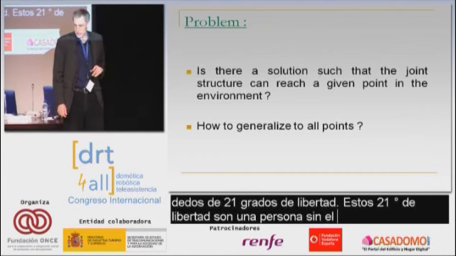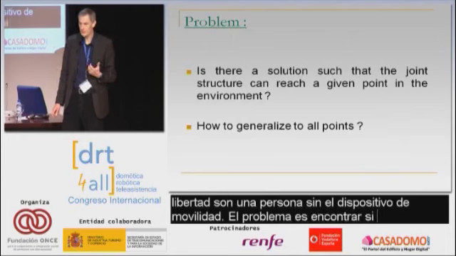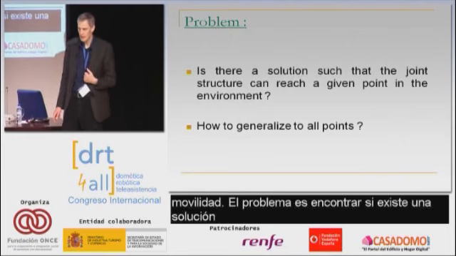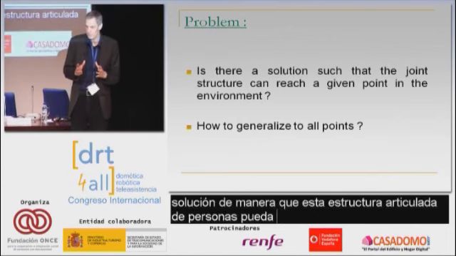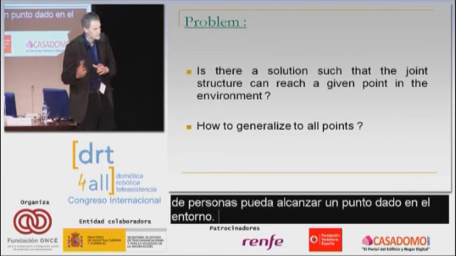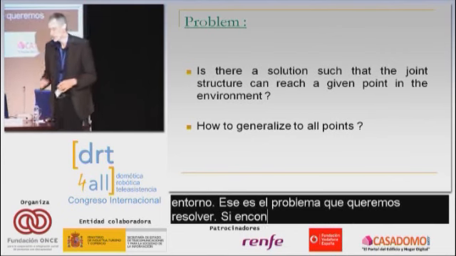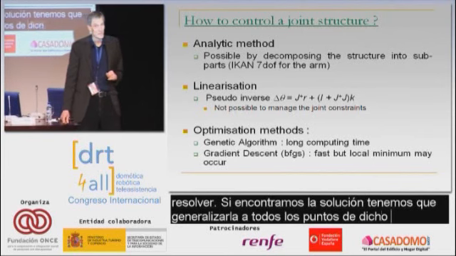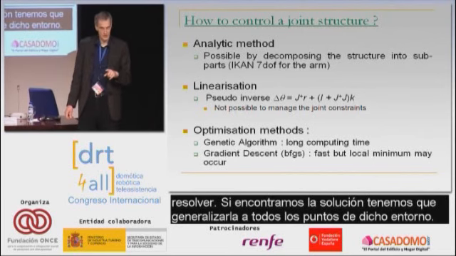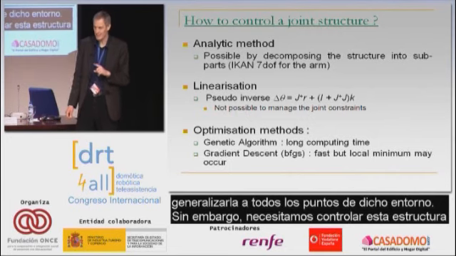And the problem is to find if there is a solution such that the joint structure of a person can reach a given point in the environment. This is a problem. And then, if we find a solution, we must generalize to all points in the environment. But we need to control this joint structure to find the solution, if the solution exists.